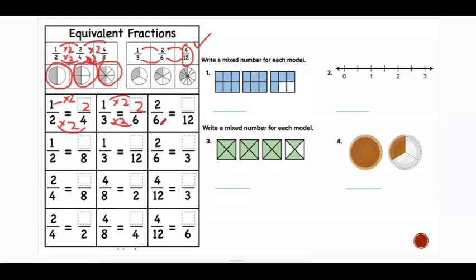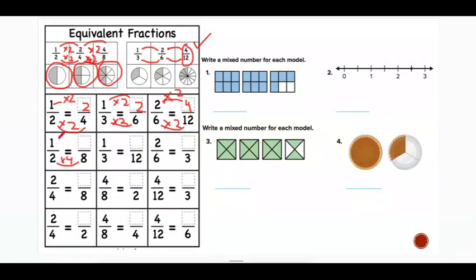Let's do some more examples. 6 times what is 12? 6 times 2 is 12. So I will multiply the numerator by 2 as well. 2 times 2 is 4. The next one is 2 times what is 8? 2 times 4 is 8.